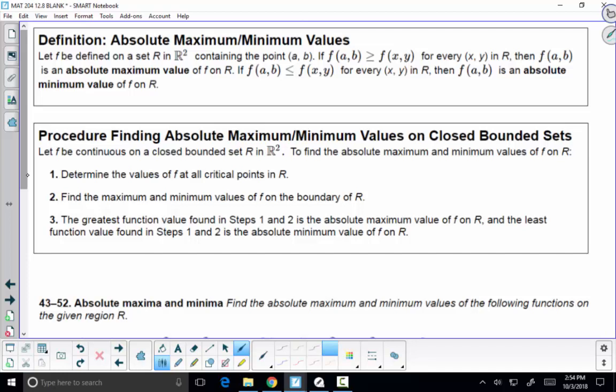What about a horizontal line like y equals 2? If you put that on a bounded interval, yep, that's the absolute max and the absolute min. It's a good question, but it's a very boring function. Okay, so the absolute max is 2, the absolute min is 2.